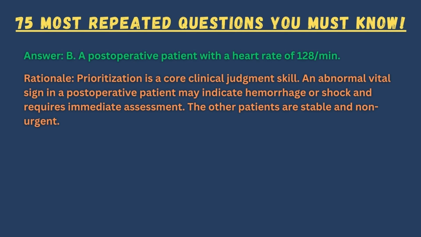Answer. B. A postoperative patient with a heart rate of 128 per minute. Rationale. Prioritization is a core clinical judgment skill. An abnormal vital sign in a postoperative patient may indicate hemorrhage or shock and requires immediate assessment. The other patients are stable and non-urgent.